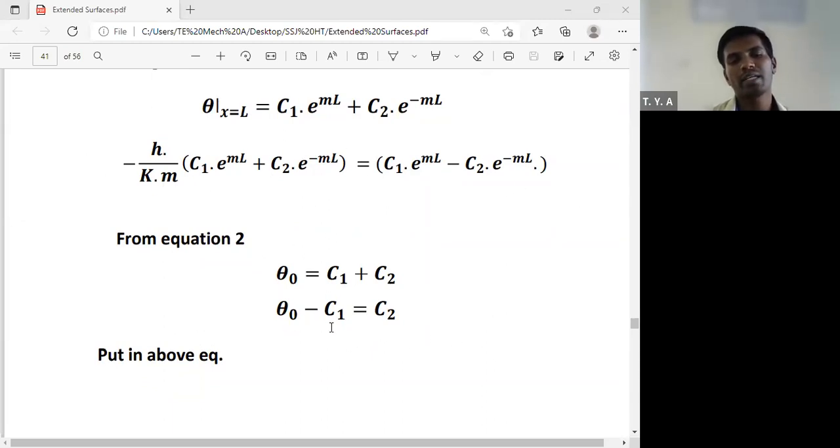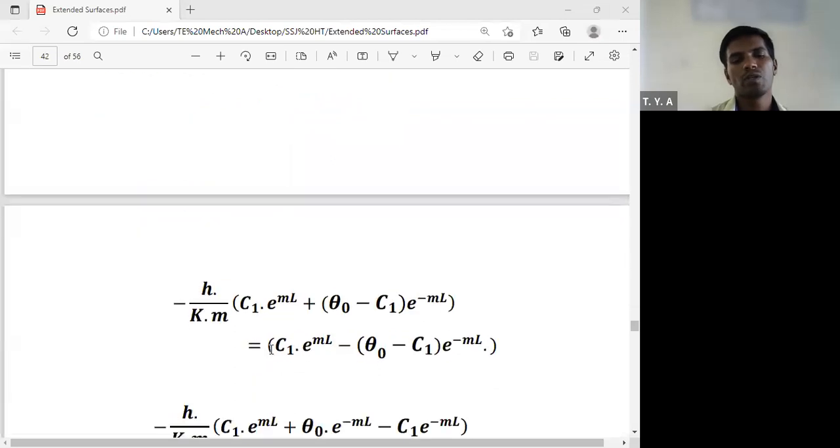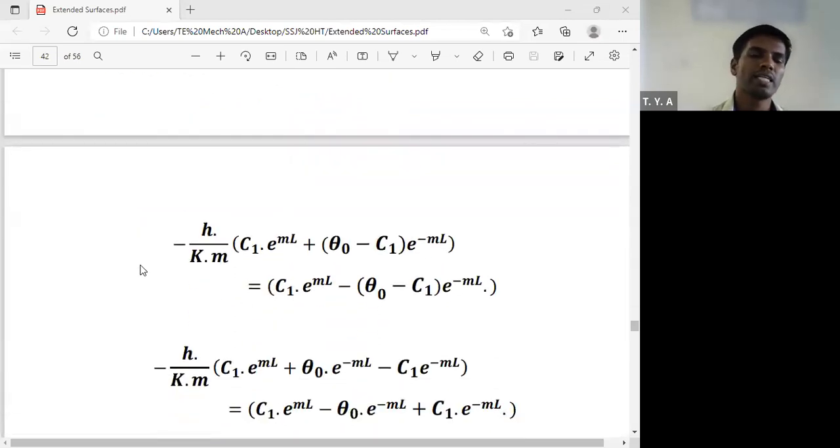That is theta 0 minus c1. Okay, the equation is minus h upon k into m c1 e raised to ml.